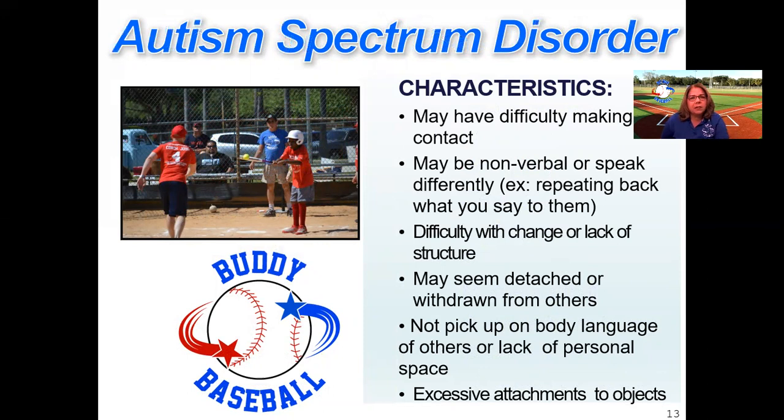These folks might have difficulty making eye contact. They might not be verbal. They might need to have structure and don't do so well without it. And they might not pick up on those social cues that we just take for granted. They might have an excessive attachment to objects, like a train or a certain doll or certain stuffed animal. So we want to make sure that we keep that object safe.